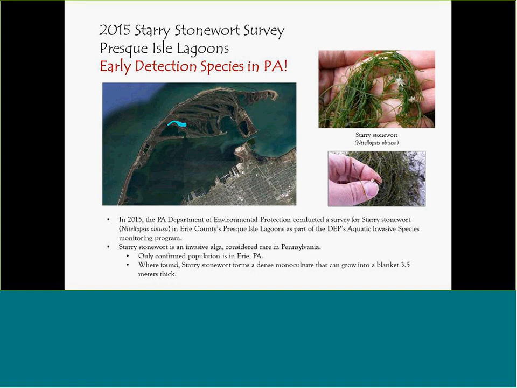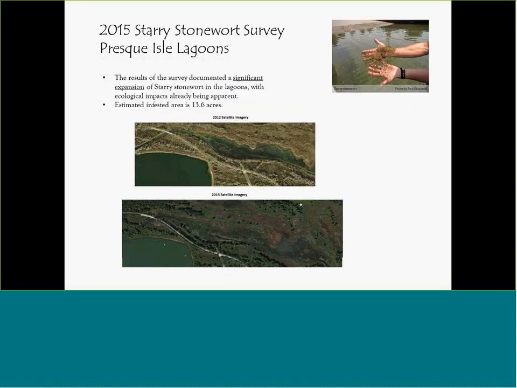And can grow into basically a blanket that can be up to 3.5 meters thick, which is pretty dense. Results of their survey, as you can see here in the top image in 2012 and the bottom image in 2015, the difference of those years, a significant expansion of stoneworts did occur in the lagoons. Ecological impacts are already being apparent. The estimated infested area in the 2015 imagery is estimated to be 13.6 acres large.